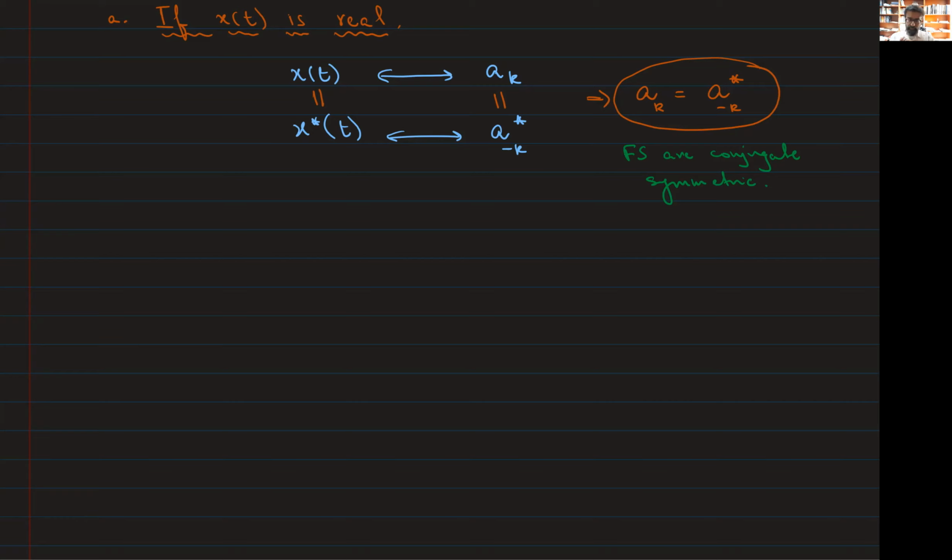What can I say about a naught if the signal is real? If the signal is real, what can I say about a naught? Right. So if the signal is real, then a naught is going to be equal to a minus 0 conjugate, right? In other words, a of minus naught is just a naught, and therefore, as Daniel rightly points out, a naught must be equal to a naught conjugate, which means a naught is real.